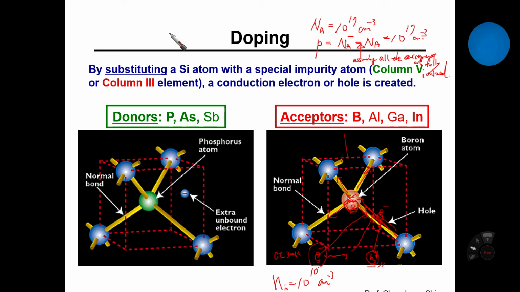When it comes to acceptors, the role of acceptors is as follows. The total number of free holes, positively charged carriers in silicon material, can be modified by the acceptor concentration.